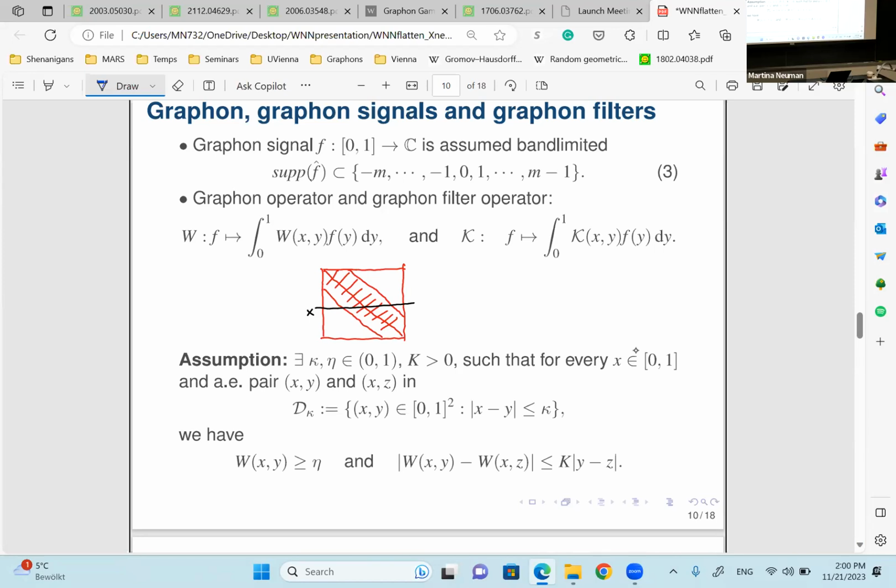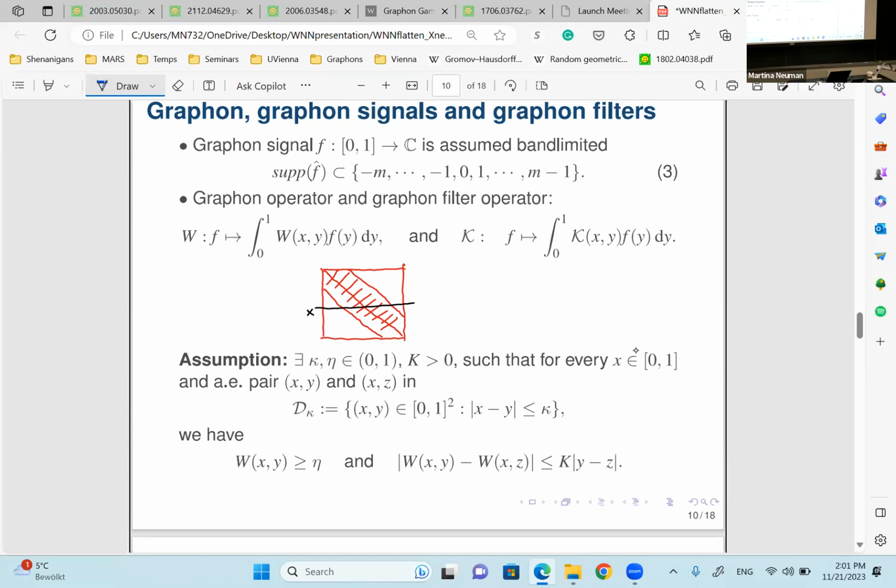Now I have a graphon signal living on a one-dimensional torus, so I can take a look at the Fourier sequence. I'm going to assume my F is band limited, in the sense that the non-zero Fourier coefficients of F are only from -m to m-1. This is quite a harmless assumption, because in the literature on graphon neural networks there are a bunch of other band limited assumptions, quite different from ours.